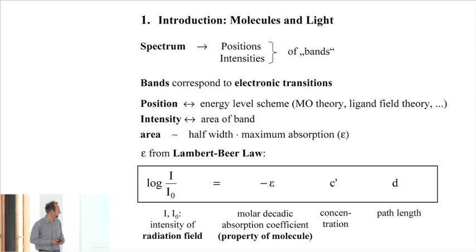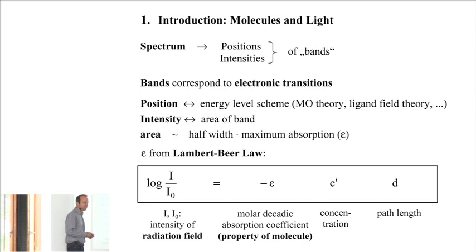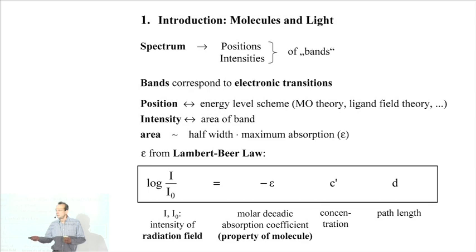So this optical absorption is an interaction between a property of the radiation field, the intensity, and the epsilon value, which is a property of the molecule. And the concentration and the path length are, of course, the experimental parameters which you just set.